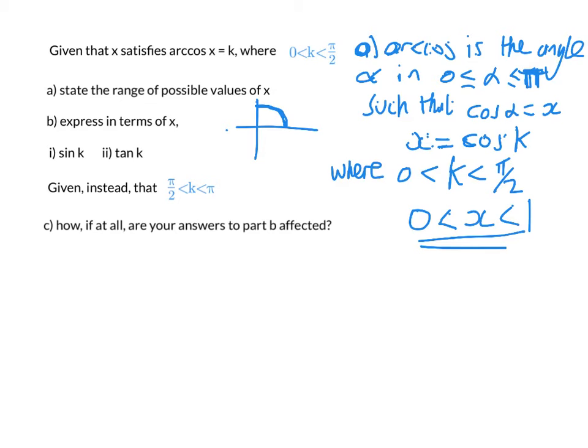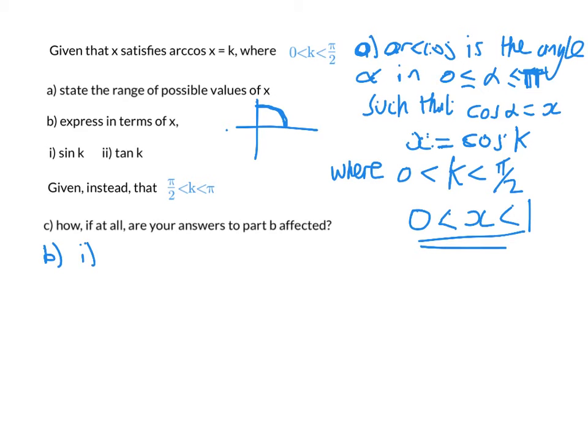And here we're thinking, well, if we're talking about the angle alpha, cos alpha equals x. But here we've got x equals cos k. And we're saying the angle k is between 0 and pi over 2, so x has got to be between 0 and 1.